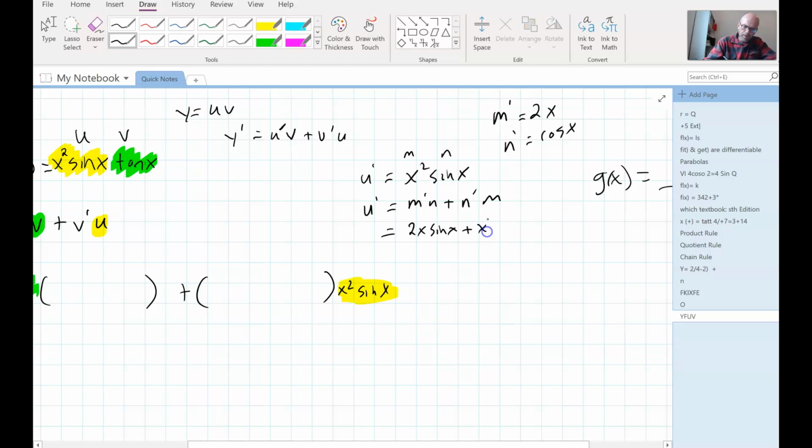Okay, I'm running out of colors here, but let's try to work this. Blue would be x squared, which ended up right down there, because that was my m. And we'll say pink is the sine x, which ended up right there and right there.